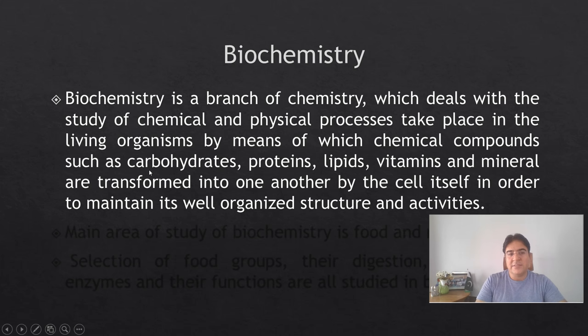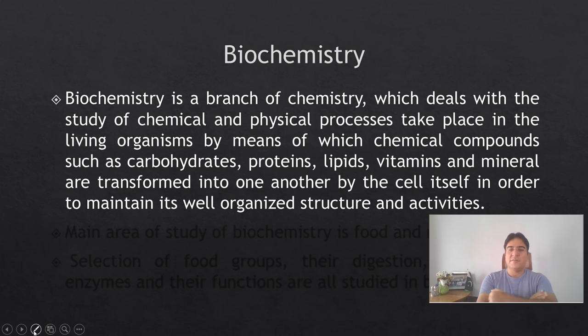Okay, so if you can see right here, the carbohydrates are the major family of compounds, proteins, lipids, and vitamins and minerals. And biochemistry studies how these compounds are transformed into each other by certain chemical processes or physical processes which are taking place in the cell. Yes, the human cell. And the cell will do these chemical and physical processes for what? In order to maintain its well organized structure and activities.